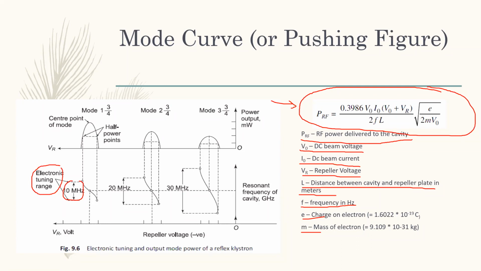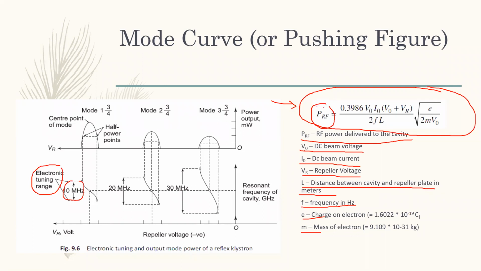If you want to go through this, you can refer to different books, say Annapurna Das. You can check out how this equation comes to this particular value. So this is the power which is delivered to the cavity by the bunching of the electrons.